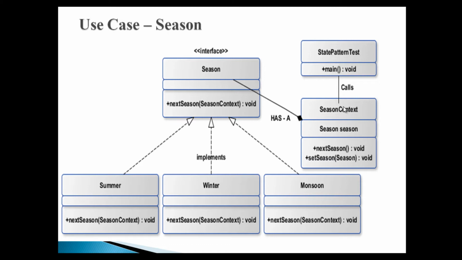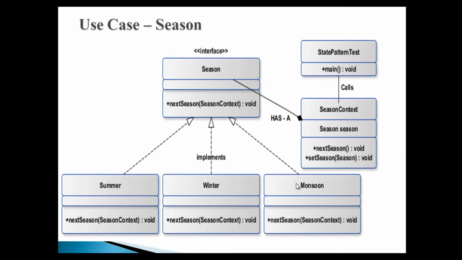State pattern test instantiates season context class. In season context constructor, it initializes season, let's say to summer. It then calls its next season method. Now, season context uses summer season instance and calls next season method, passing itself to it. After finishing summer season, it sets monsoon season to season context and cycle goes on.